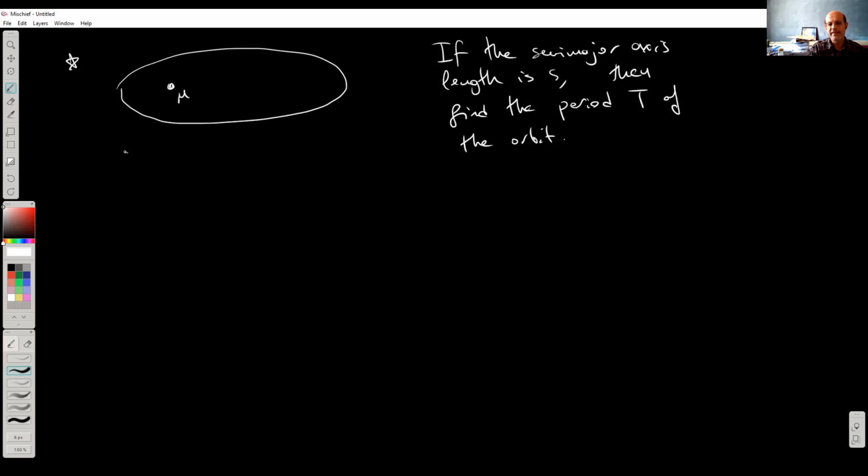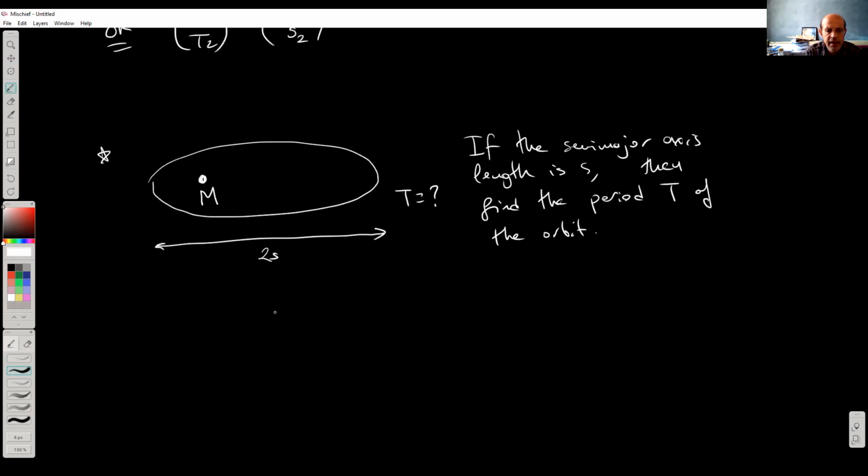For this orbit, these two quantities are given. One of them is the semi-major axis length, S. The other one is the mass of the central object, okay? And we would like to find the period, okay? How do we do this? That's basically very simple, right?